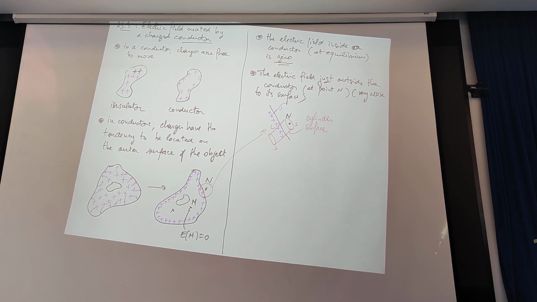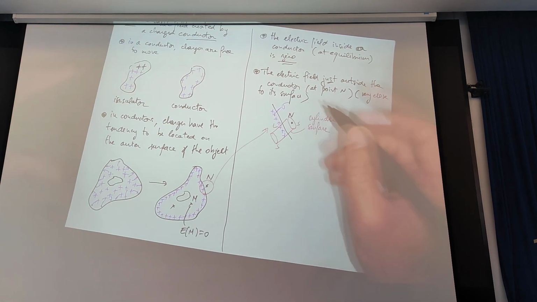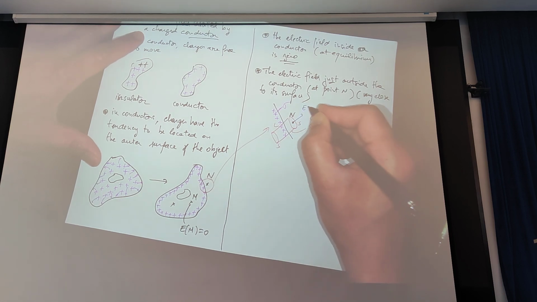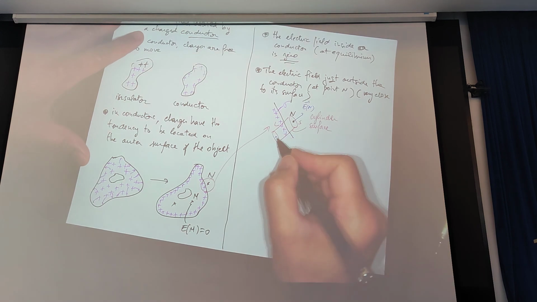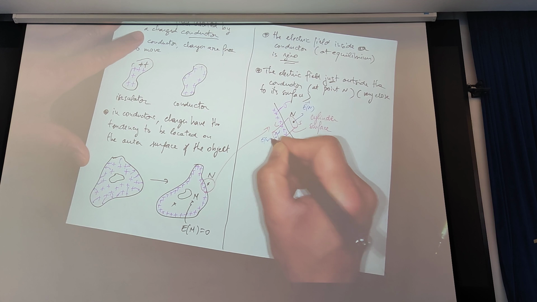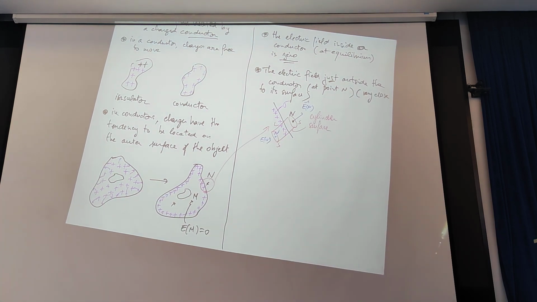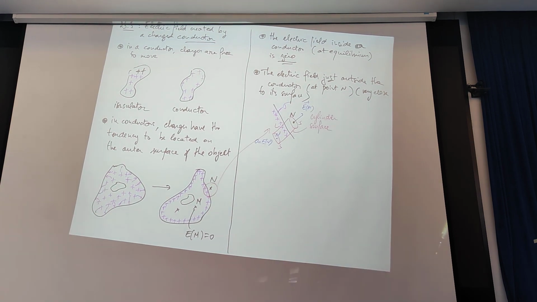But now, what is different here is that the field at the point N is like this, but here the field is exactly 0. So here at N prime, E of N prime equals 0.